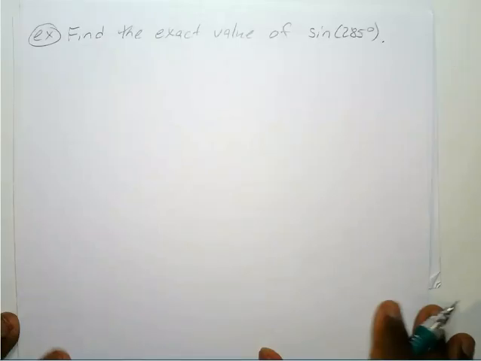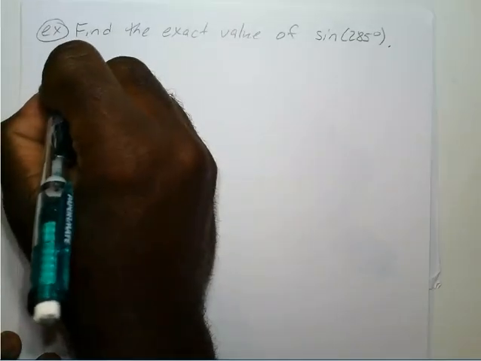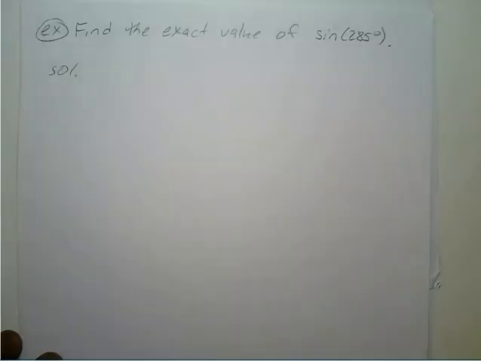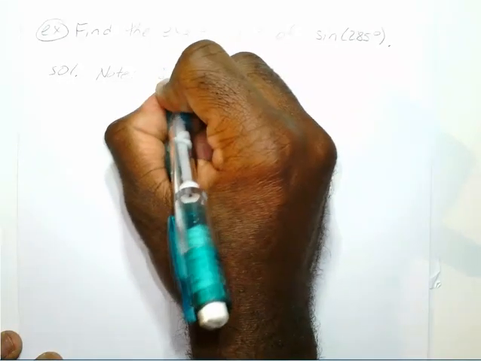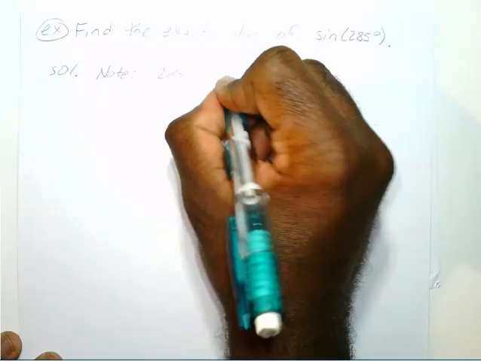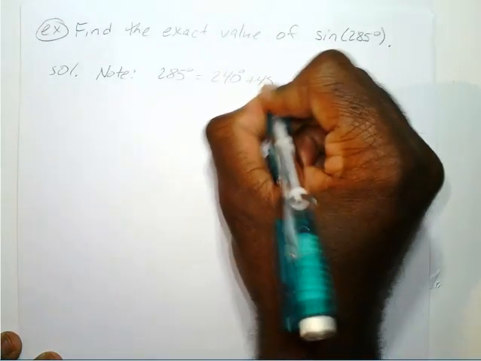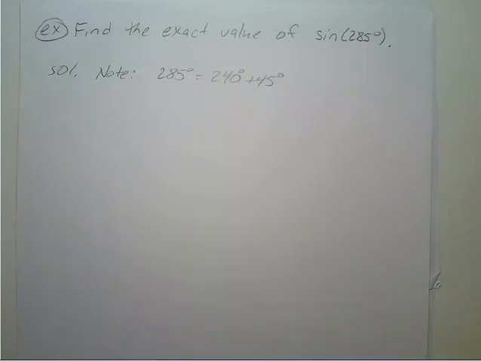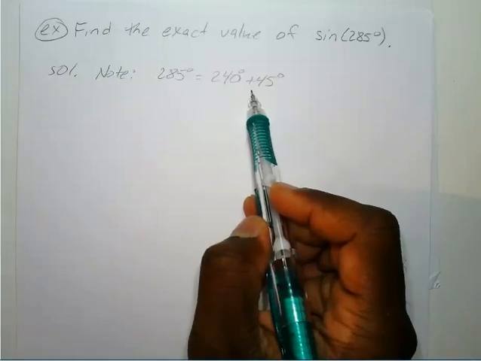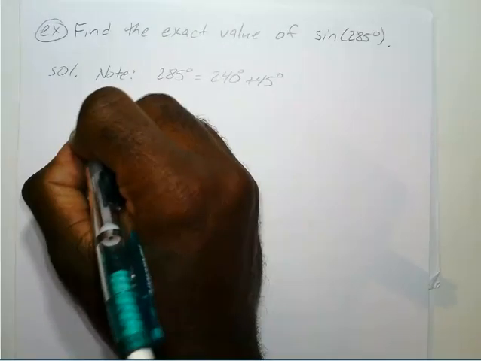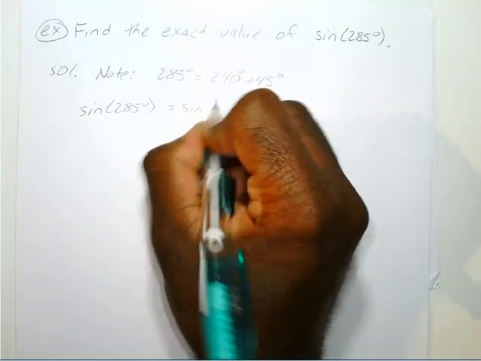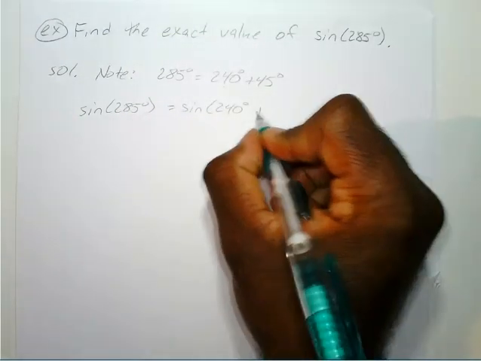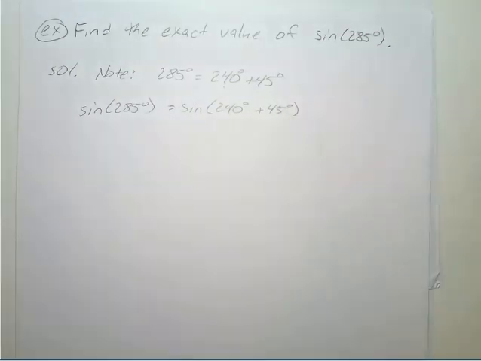Now to do that, you may have to use some trial and error. Note that 285 degrees is equal to 240 degrees plus 45 degrees. We pick those two values because we can find both of those on a unit circle. So sine of 285 degrees is equal to sine of 240 degrees plus 45 degrees.